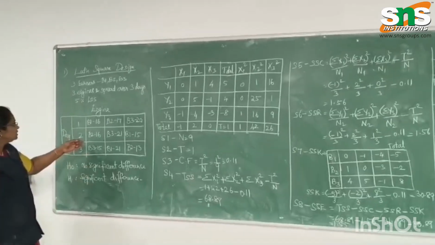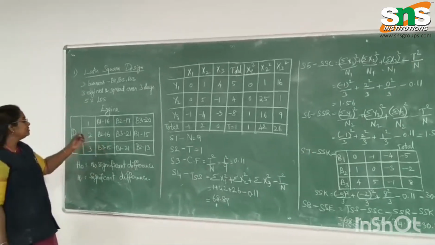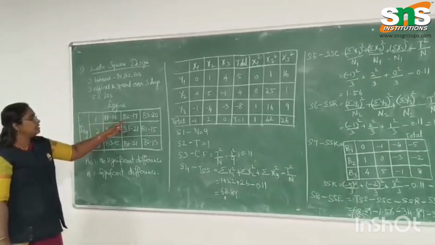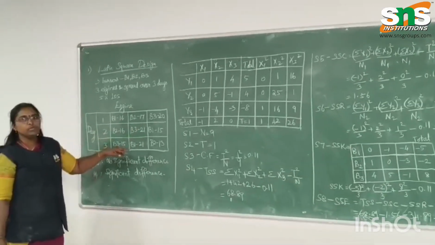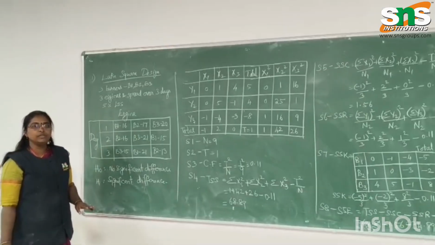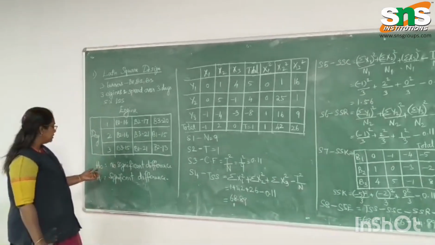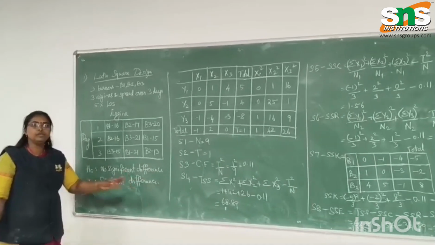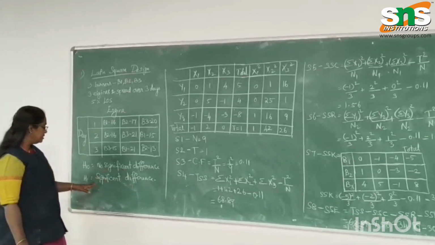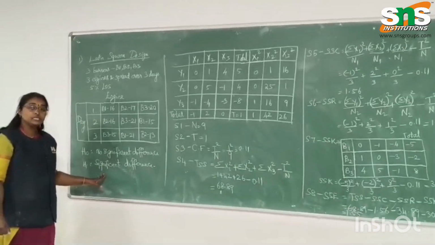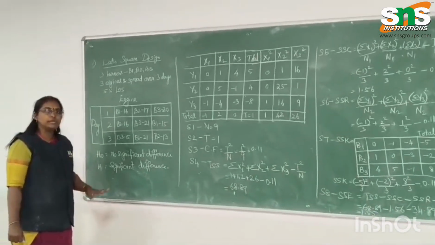So this is the table with the given values. Here the engines and days are given, and also the treatments B1, B2, B3 for each are given. First we define the hypothesis. H0: there is no significant difference between rows, columns and treatments, and H1: there is a significant difference between rows, columns and treatments.